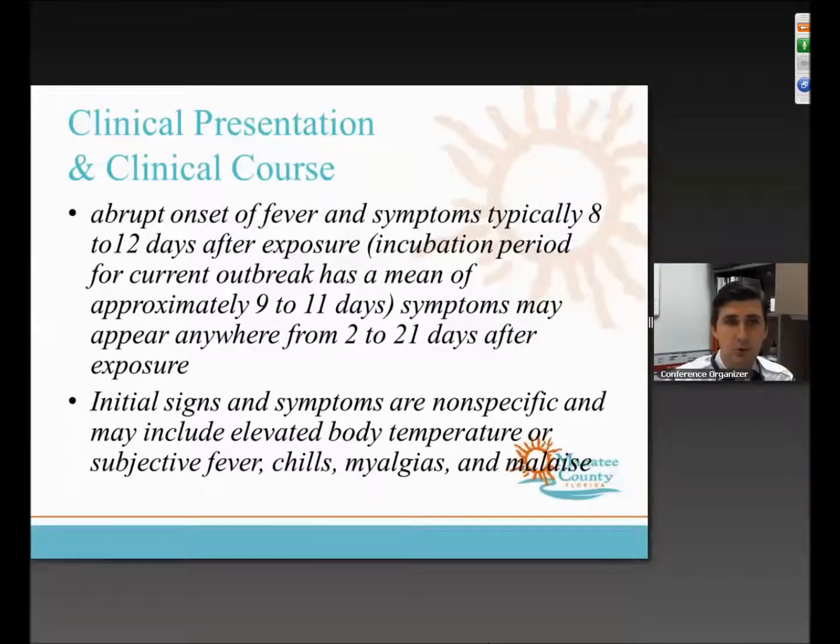Clinical presentation and clinical course, so that you're familiar with the disease and can recognize it and what its signs and symptoms are. It usually has an abrupt onset of fever and symptoms, typically 8 to 12 days after exposure. The incubation period for the current outbreak has a mean of approximately 9 to 11 days. That varies. Symptoms may appear anywhere from 2 days to 21 days after the exposure. Initial signs and symptoms are nonspecific and may include elevated body temperature or subjective fever, chills, malaise, etc. We'll talk more about signs and symptoms as well as when it's most infectious.